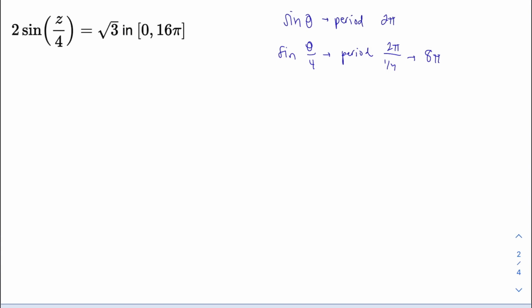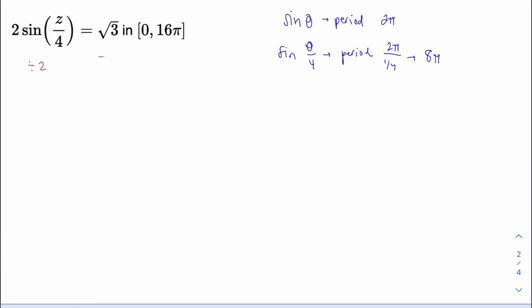So it has been stretched, but my interval is still double the period. So I should expect 4 solutions, because normally there are 2 solutions in one period. I've doubled the period as my interval, so my expectation should be 4 solutions. You can think about that at the end, but I like to think about it at the beginning. But let's go ahead and solve for sine, right?